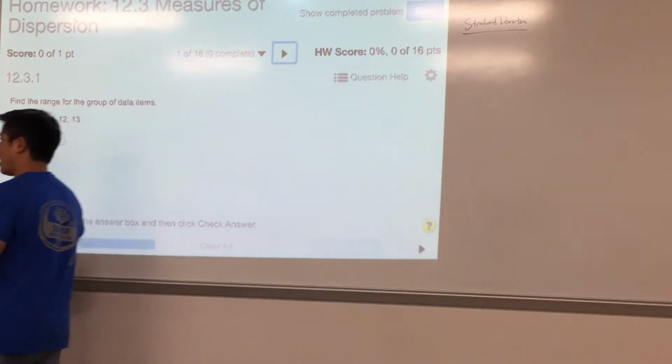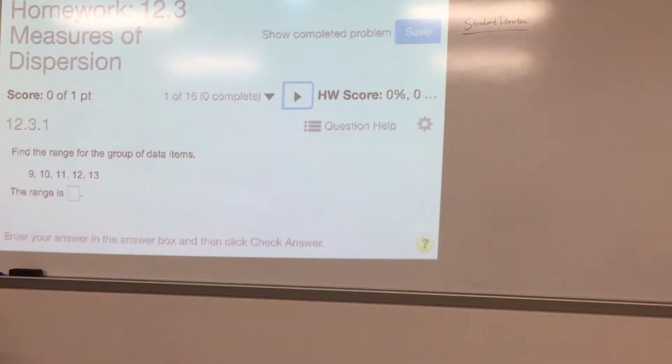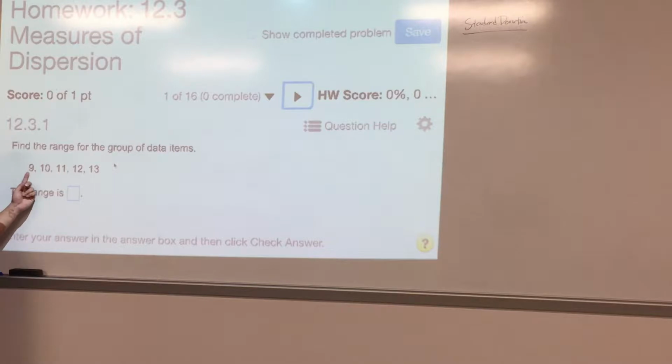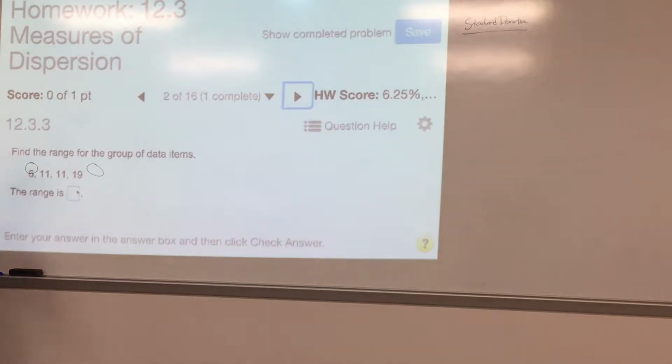Okay, so let's just answer this first question, which is not really that big of a deal. Find the range for the group of data items. Okay, well, the range is simple. Remember last class we did mid-range, right? Mid-range was the average of the low and the high value. Range is just the difference between the two. So if I want to know the range, I take my high, I take my low, and I subtract them. So the range is what here? 4. That's it. Done. Does that make sense? Okay. So there it is.